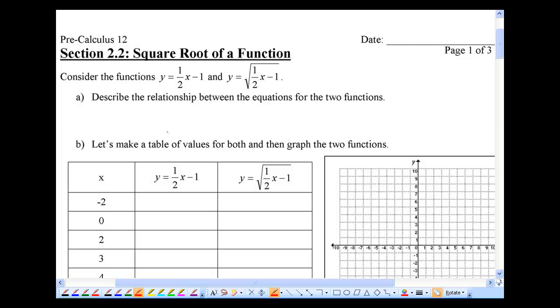So to illustrate this, I want you to consider this function, y equals 1/2 x minus 1. And now the square root of all that, y equals the square root of 1/2 x minus 1. If I ask you to describe the relationship between the equations, I think hopefully that's pretty obvious. The second one has a square root. So one function is the square root of the other.